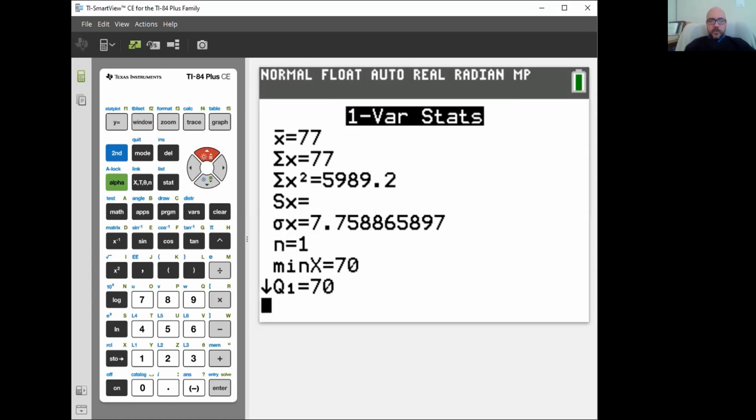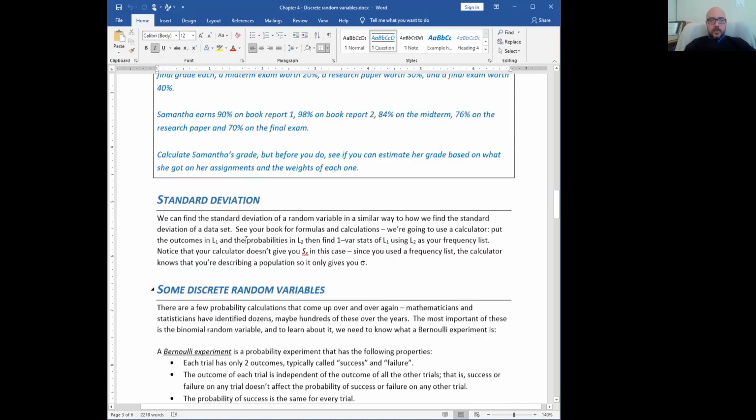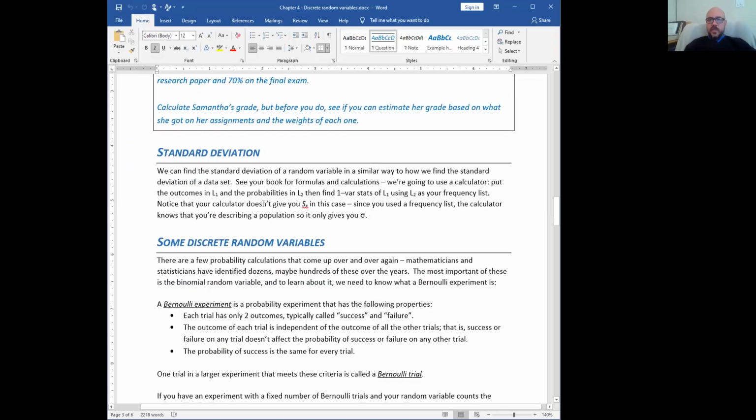Okay, going back to the notes. Standard deviation means the same thing in this context that it does in the context of just data. It is the average distance that one data value is away from the mean. But that average distance is a weighted average, right? And so it doesn't really change anything, to be honest. It kind of means the same thing. The larger the standard deviation, the more spread out your probability distribution is. It still means the same thing.